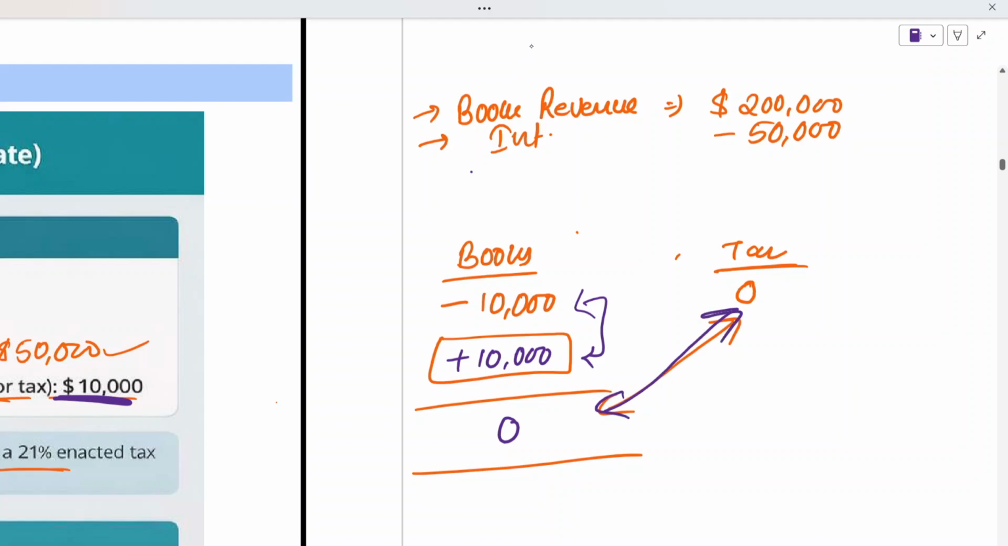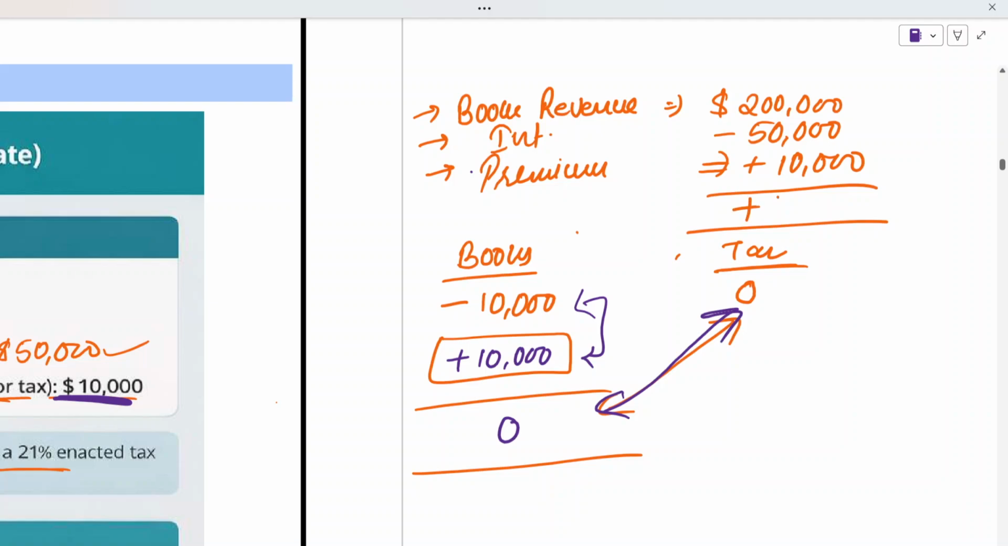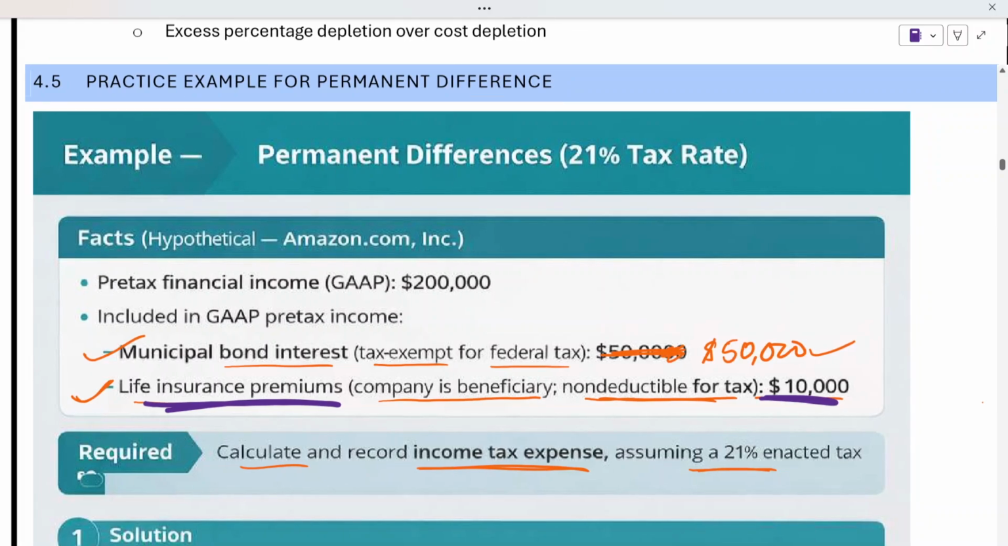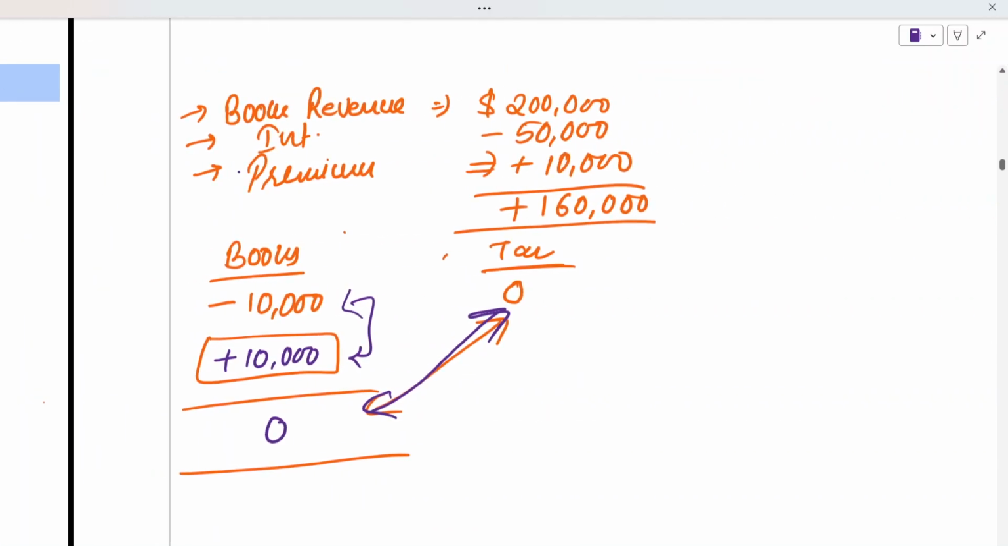So you will say the adjustment which I have done here for the premium is how much? You will say it is plus 10,000. So if you have done this, you will say effectively my income for taxation purposes will be $160,000. So on that $160,000, the enacted tax rate is 21%. So you will say on that we will apply a 21% tax rate. So you will get the tax amount.